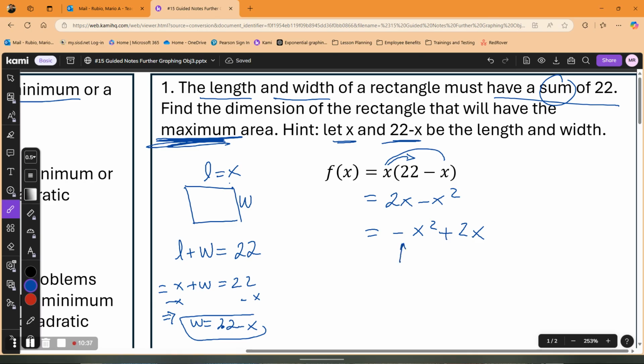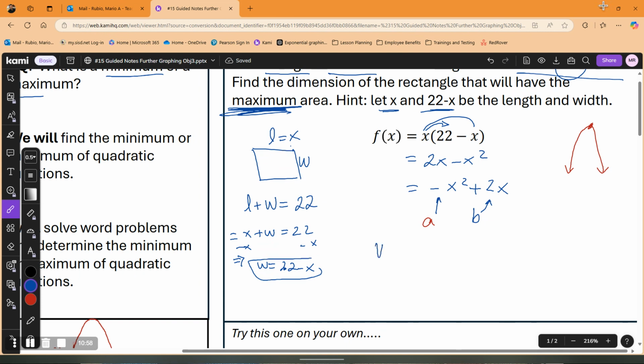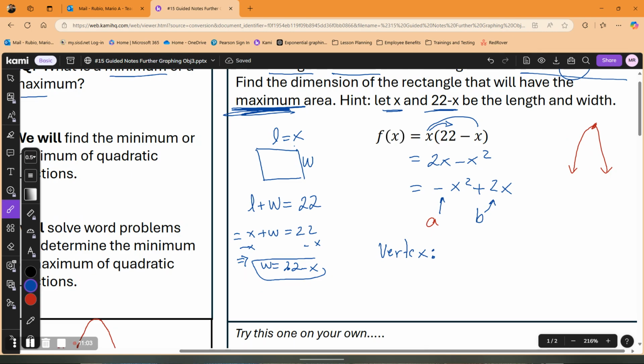We know that our a value is negative, so we're going to have some kind of parabola with a maximum. This is our b value. We're going to solve and find the vertex. If we can figure out what our x is, this will give us the max value. X is going to have the maximum value at this.